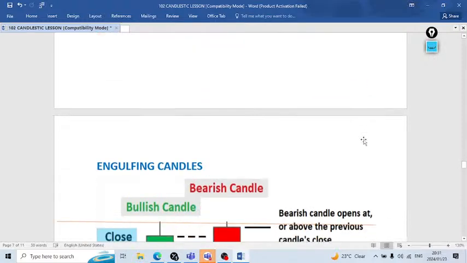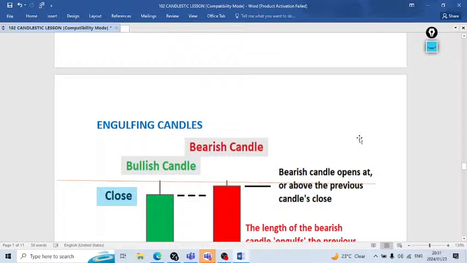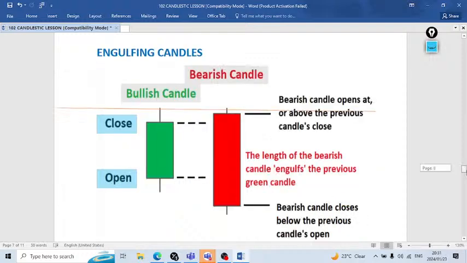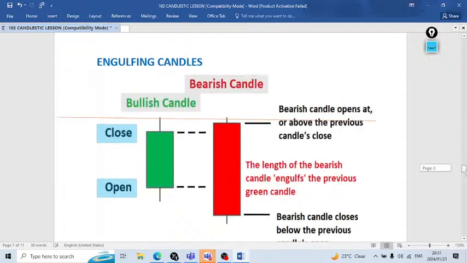So let's look at the complex candlesticks. With the complex candlesticks, there is a combination of two or more candlesticks. We call them complex candlesticks. And the first one that we're going to be looking at is an engulfing candlestick. These are reversal candlesticks again.